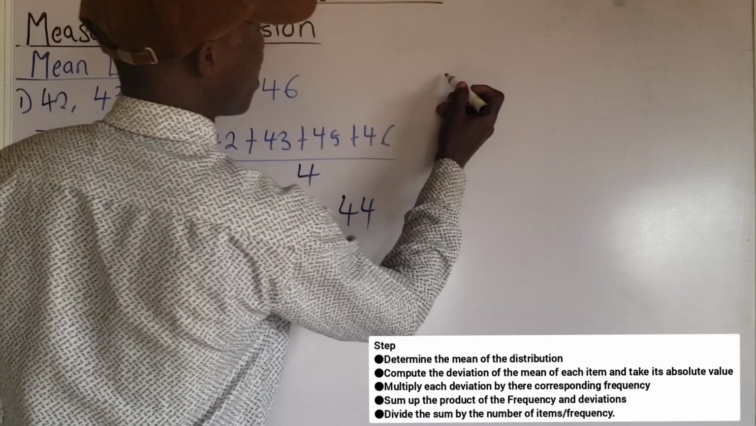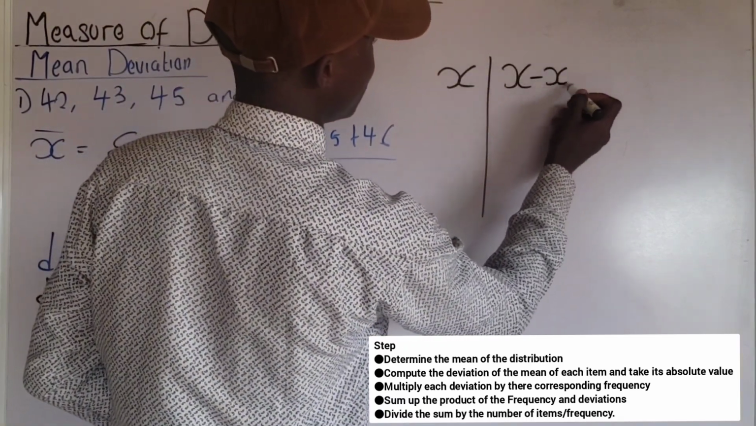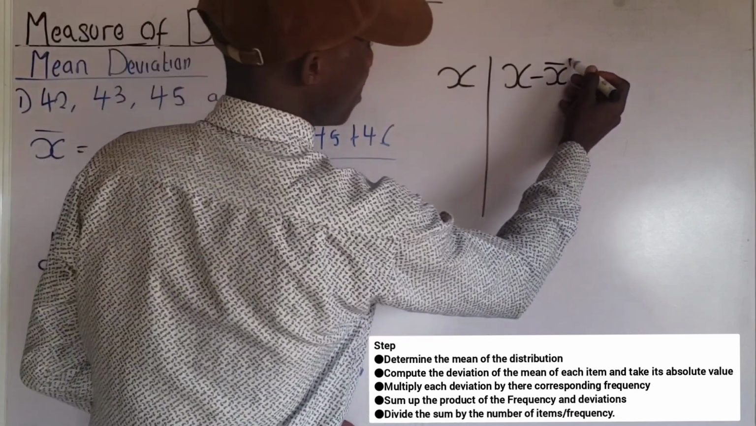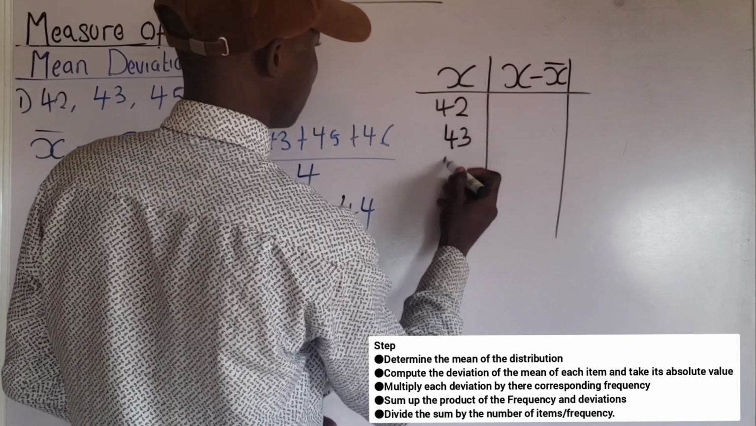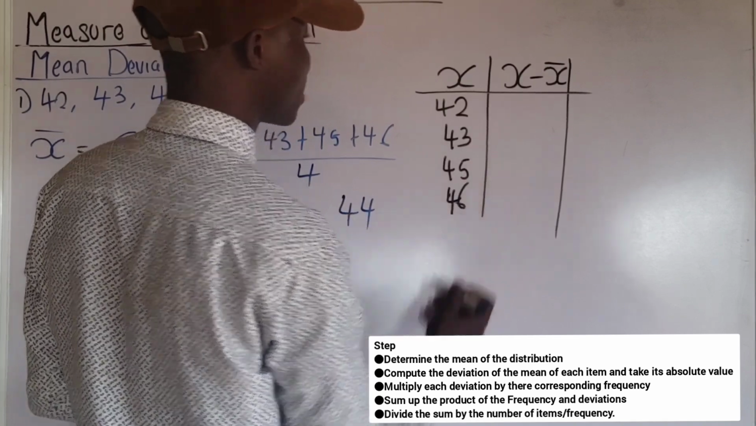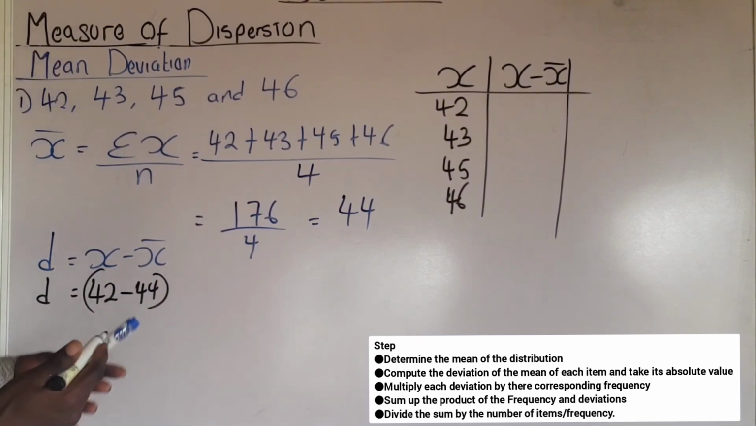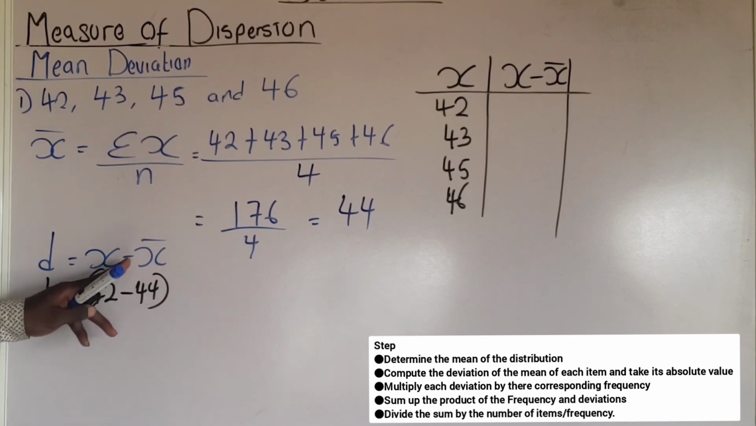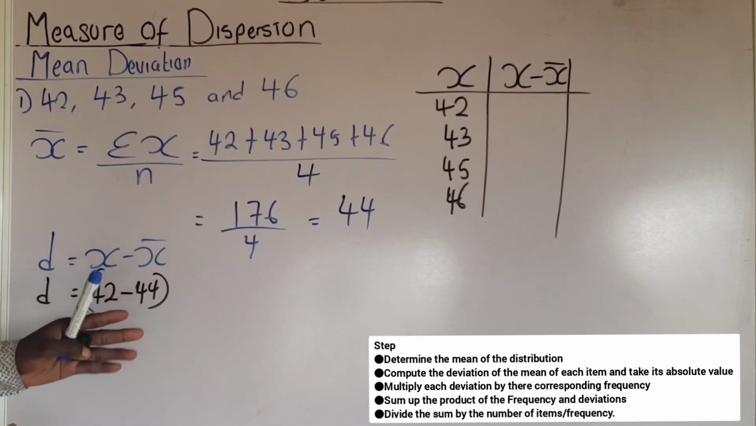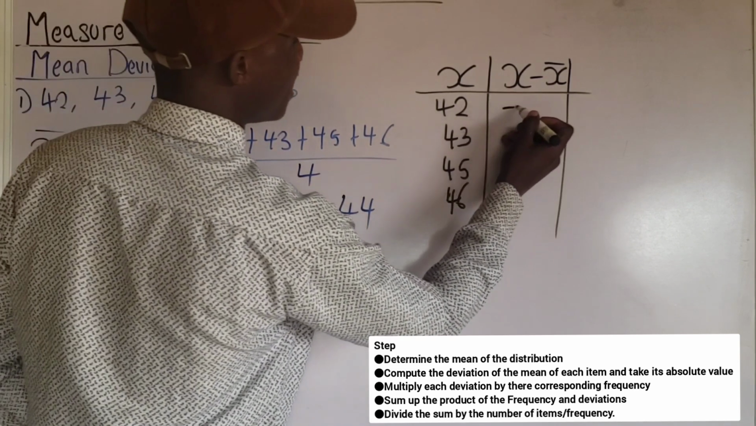You understand? If you want us to use a table, we are going to have something like this: x minus mean. If you want to use a table, you can do this using the table. We are going to have 42, 43, 45, 46. But this kind of question usually comes out as an objective question, so there's no need of using a table, but I want you to understand. That's why I make use of a table. Okay, so now the deviation is what? x minus x bar. So that means I'm going to take each x. x is the sample, so I'm going to have 42 minus 44. That will be what? Negative 2. So I'm going to have negative 2 here.